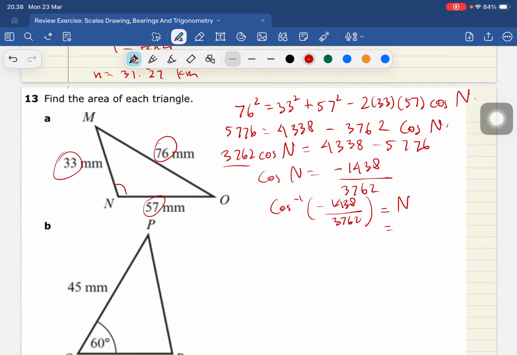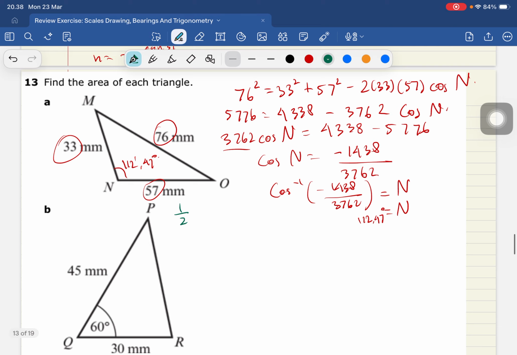So we got the angle of n is 112.47 degrees. So let us use the formula. The formula is a half of the length between the angle, so 33 multiplied by 57 times the sin of 112.47 degrees. So let's proceed.